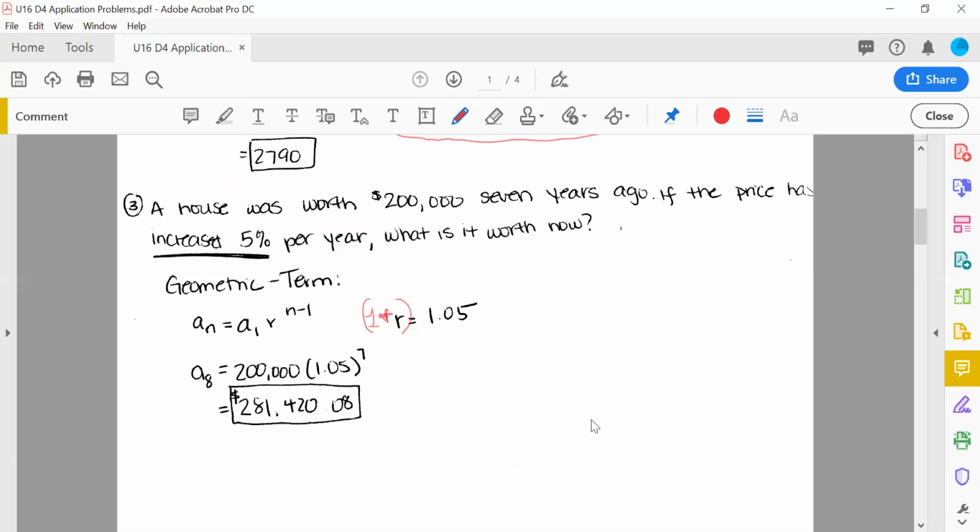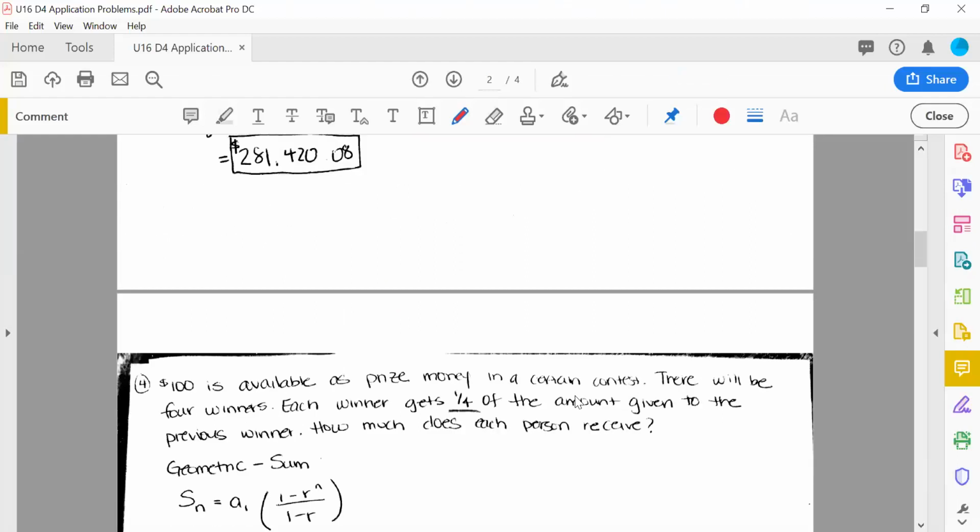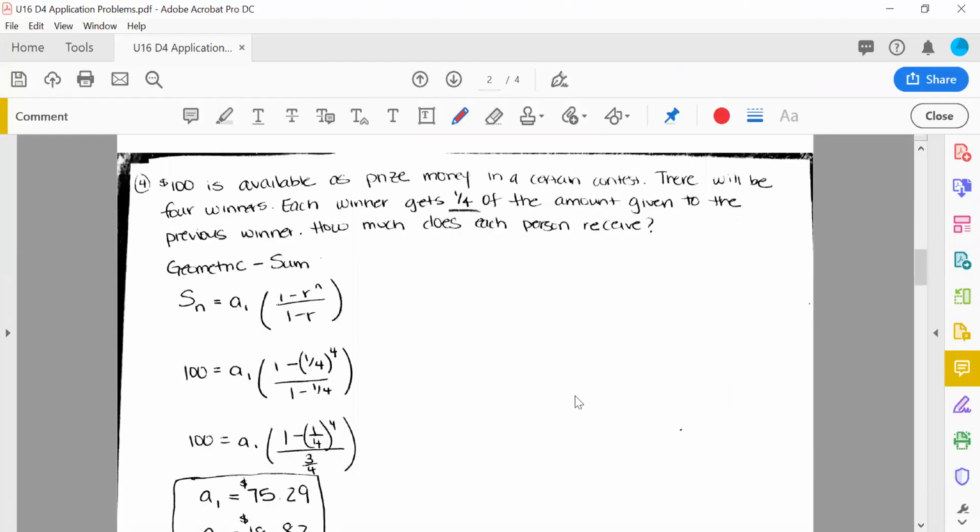Wow, you gained $81,420.08 just by increasing 5% per year. Or the house, I should say, increased in value. You didn't. Well, I guess you did. You sold it. Hopefully that's what you get more for it.